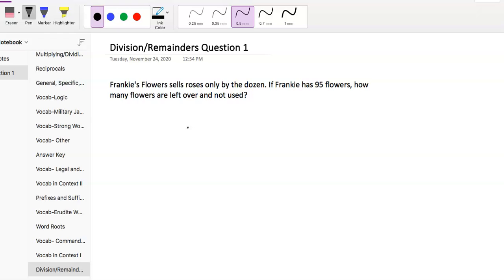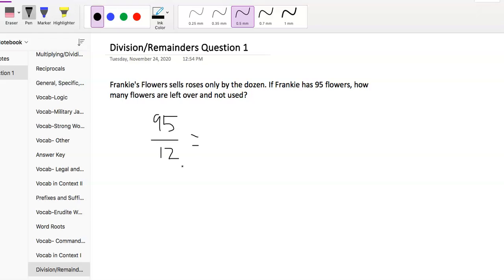Okay, so it says Frankie's Flowers sells roses only by the dozen. So you can't buy individual flowers. It's either you buy 12 or none. If Frankie has 95 flowers, how many flowers are left over and not used? Just important to understand what they're asking you, right? So he has 95 flowers, and he can only sell them by the dozen, right? And then we're going back into your division skills.